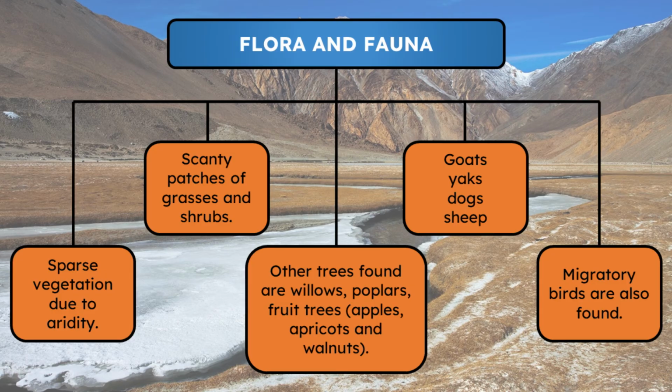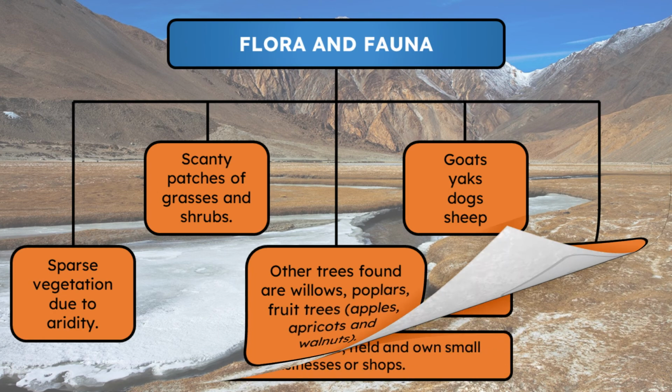And there are some trees, and these are the trees: willows, poplars, and fruit trees that are usually found in Ladakh are apples, apricots, and walnuts. And the fauna are goats, yaks, dogs, and sheep. And sometimes birds from other regions are also found here. When they have migrated, they settle here for a while.